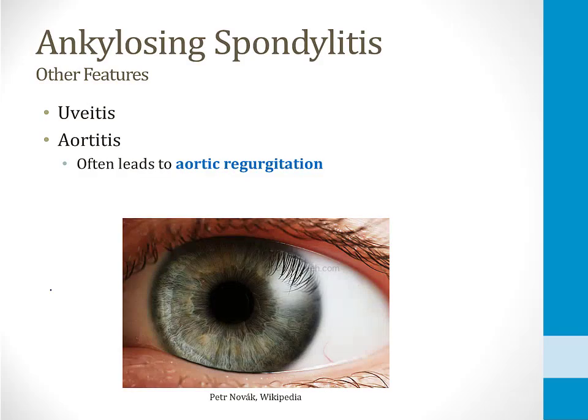And in addition to the joint and tendon problems, ankylosing spondylitis often has features outside of the musculoskeletal system. For example, many patients develop uveitis, which is inflammation of the uveal layer of the eye, and some patients even develop aortitis, which is inflammation of the aorta, and this often occurs at the root of the aorta, and that will lead to abnormal function of the aortic valve, so patients with ankylosing spondylitis can develop aortic regurgitation.